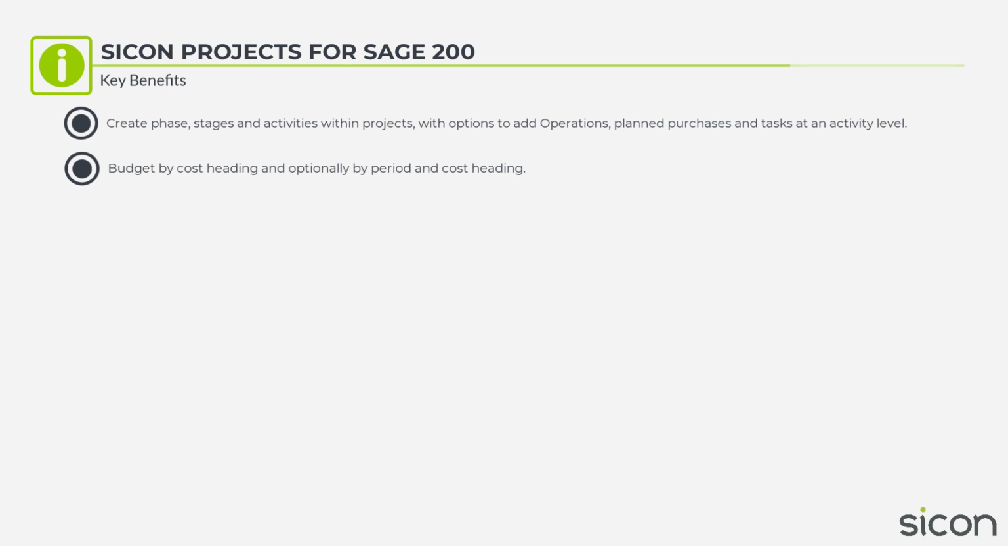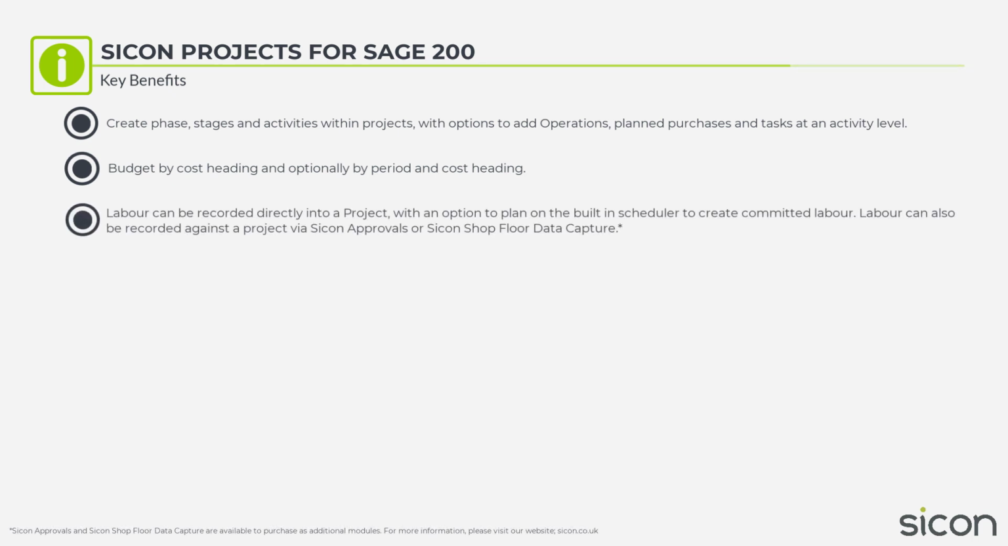Budget by cost heading and optionally by period and cost heading. Labour can be recorded directly into a project, with an option to plan on the built-in scheduler to create committed labour. Labour can also be recorded against a project via Sicon approvals or Sicon shop floor data capture.